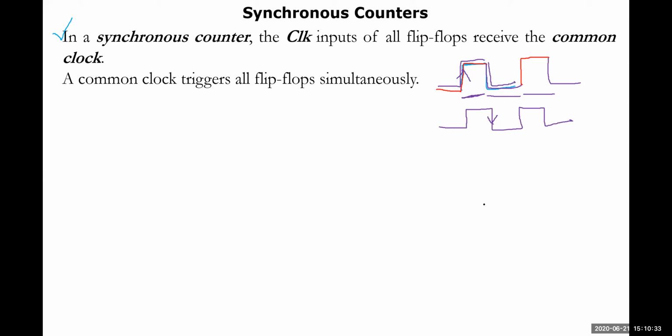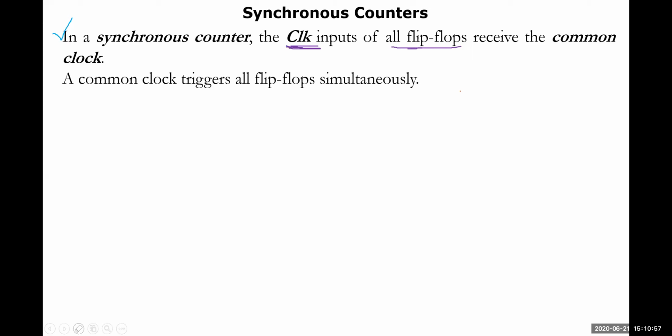Previously that was in a ripple counter or asynchronous counter. But here, in the synchronous counter, the basic point you need to remember is that the common clock will be connected to all flip-flops. Okay, to all flip-flops it is connected. So here you need to understand this could be considered a common clock pulse, and this pulse will be connected to all flip-flops.